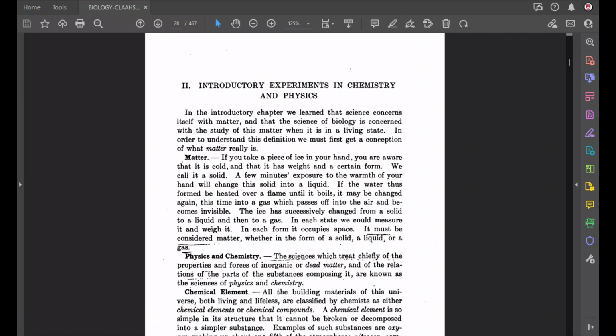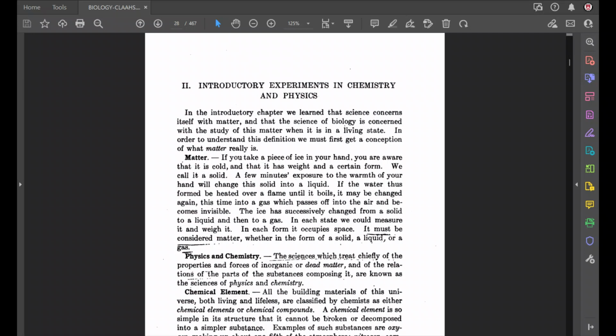The next paragraph in our textbook describes matter, and I'll read it for you. So pay attention. Remember, all true scientific knowledge comes through observation of material things. If you take a piece of ice in your hand, you are aware that it's cold. You're also aware that it has weight. You can feel that it has weight, and by looking at it, you can see that it has a certain form or a certain shape.